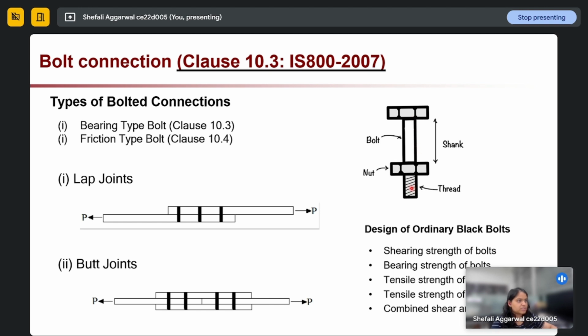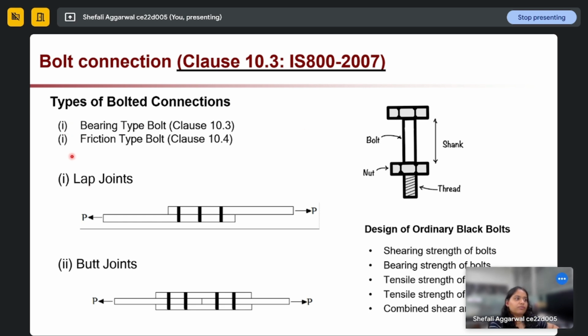So two parts are there. In this, we have bearing type of bolt and friction type of bolt. Friction means when we have two plates and there is a friction action between those two plates when load is applied in opposite directions. And bearing means bearing at the surface of our bolt. So these are the two types of bolted connection.